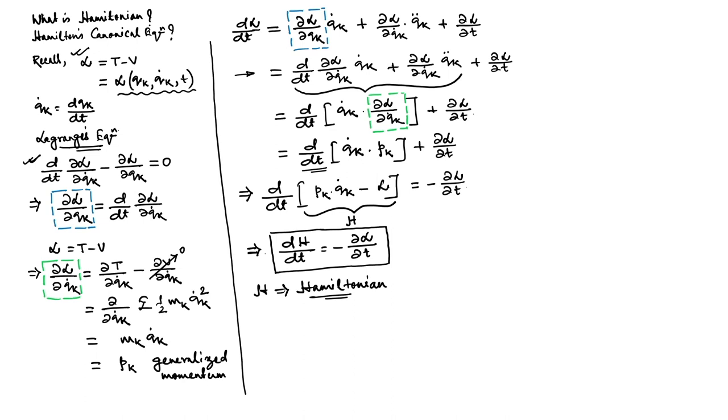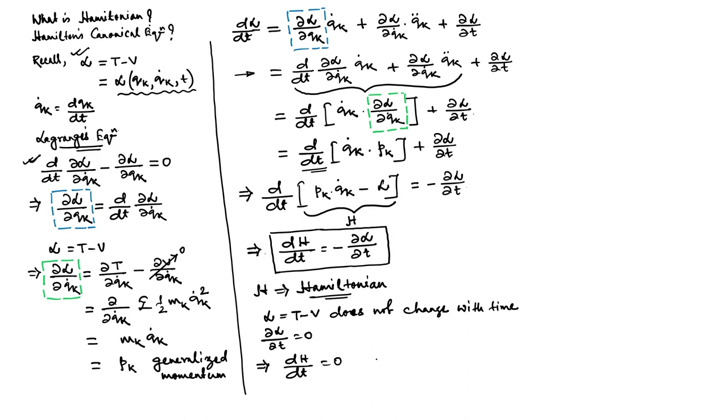Now, if we consider a system where L is what? L equal to T minus V, and L does not change with time. So, we consider a system where L does not change with time. In that case, what will happen? Obviously, the right hand side, so if we differentiate L with respect to t, because it does not change, it will be 0. Or in other words, it implies that this quantity is equal to 0, right.